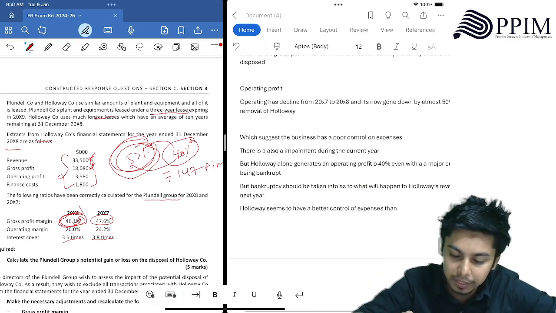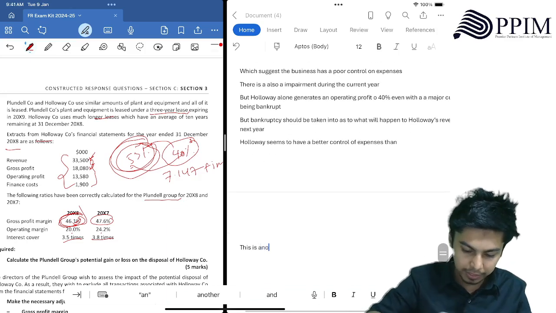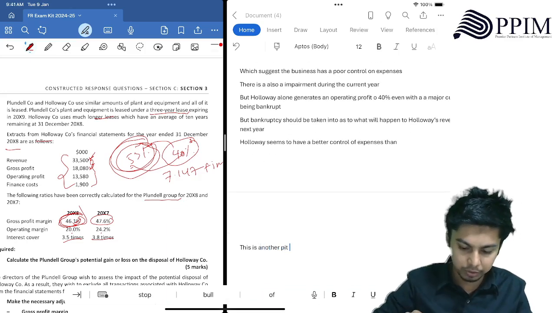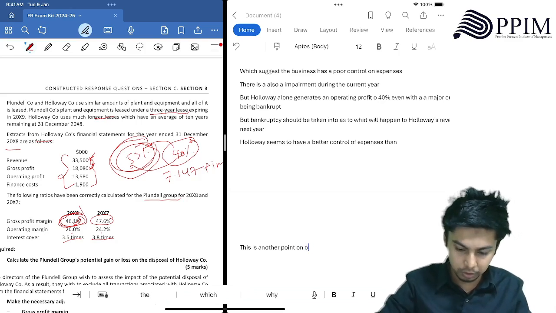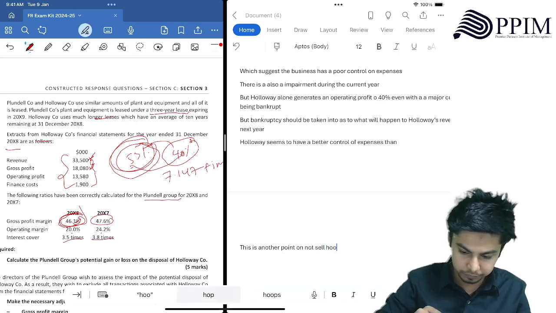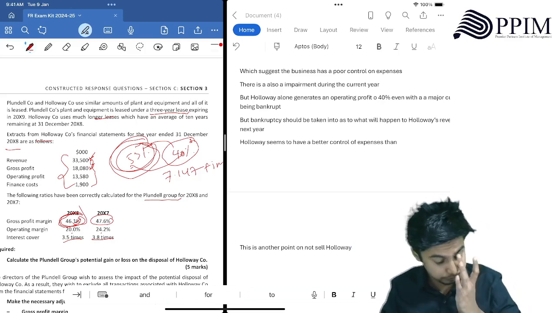So therefore, guys, you can write over here another point on not to sell Holloway.